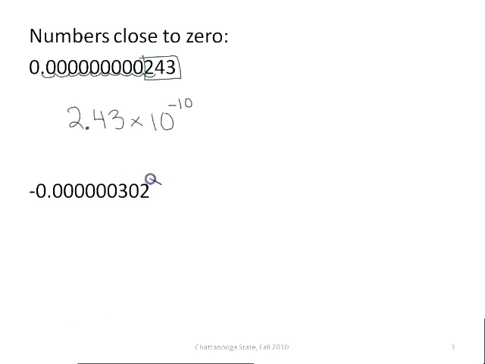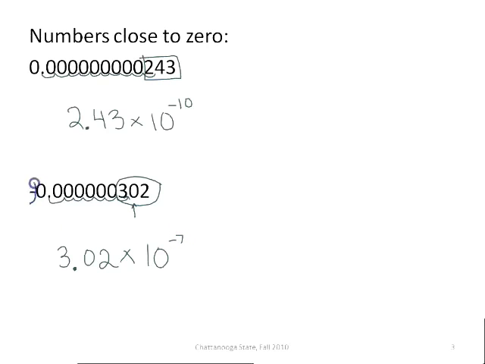And the second problem is going to work the same way. We go to the non-zero part. And you may say, but that's got a 0 in it. It does have a 0 in it, but it's between non-zero digits. So 3.02 is going to be the number at the beginning of our scientific notation, times 10 to some power. So in this case, we want to see how many times the decimal point moves. 1, 2, 3, 4, 5, 6, 7. So this will be times 10 to the negative 7th power.